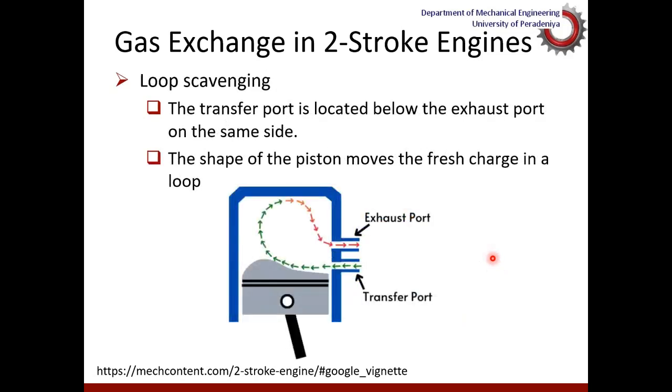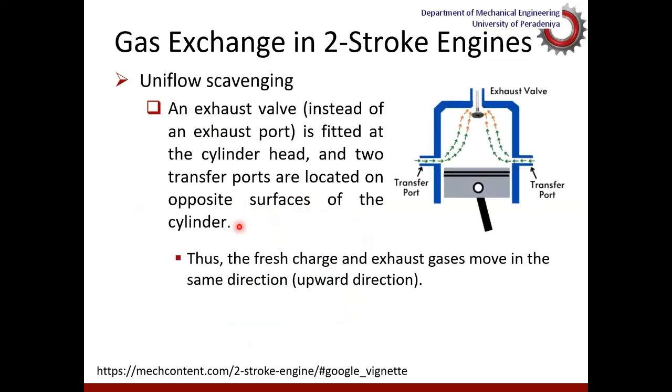Now, the next technology is loop scavenging. As you can see here, in loop scavenging, the transfer port as well as the exhaust port is on one side. Again, the shape of the piston enables gases to go through a loop like this, and that enables scavenging of exhaust gases. This loop scavenging configuration is preferred in small size, low cost compact engines, because you have all these things on one side so that you can make it smaller and cost effective.